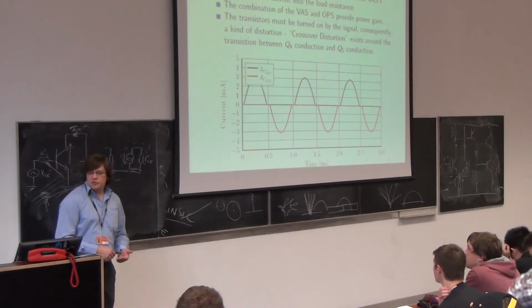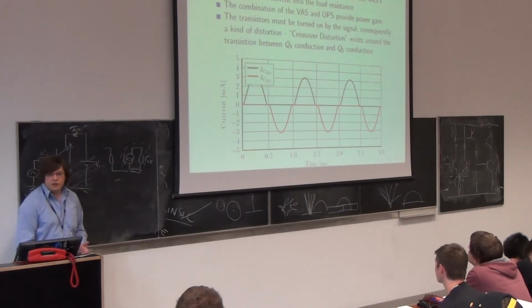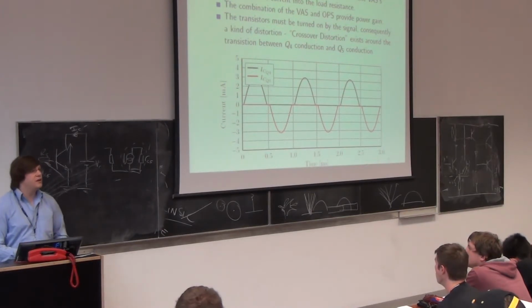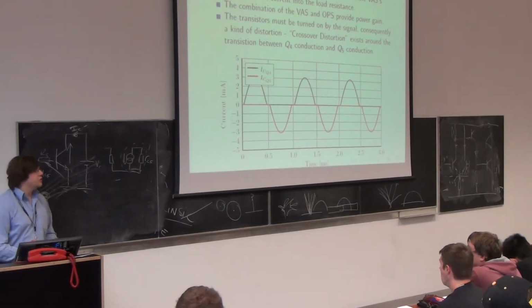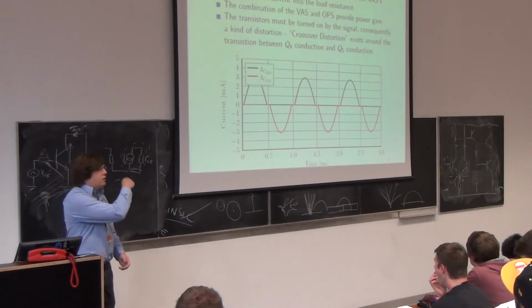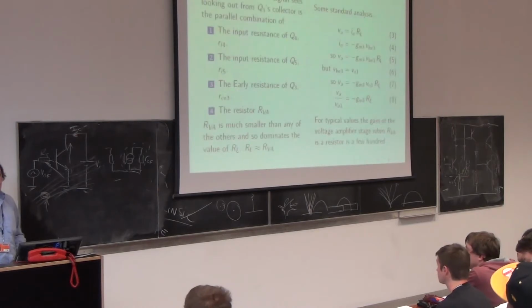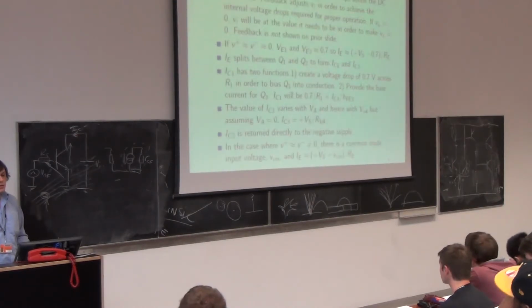So Q4 and Q5, these transistors must be turned on by the signal. They will not be turned on by the biasing unless we decide to bias them. So in the circuits on the chalkboard or top of the lecture, they will not be turned on under normal circumstances where there is 0 signal.